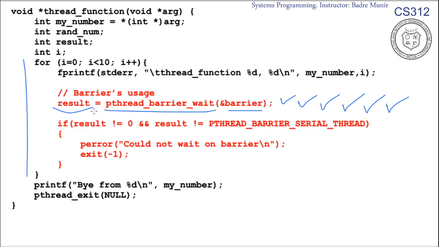So what we have is there are 2 values that correspond to success. The value can either be 0 in a thread, or it could be this predefined value. And in case it is not one of these values, then something went wrong. And that's why the if condition for error is written this way.